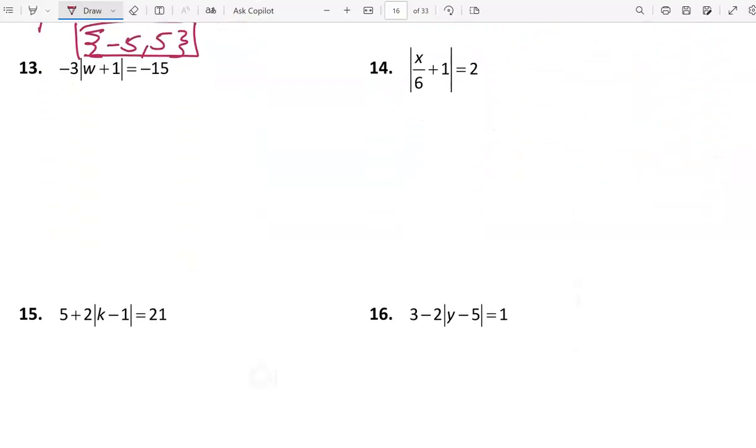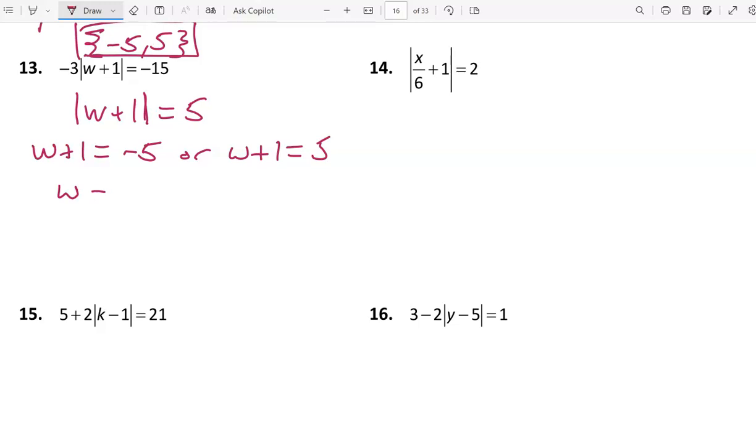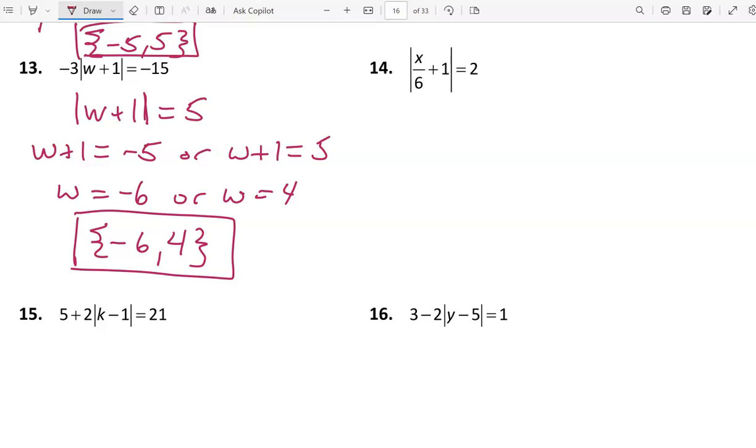All right, let's take a look at number 13. By now, you've realized we need to take care of any operations that are outside of the absolute value first, so we'll divide through by negative 3. The absolute value of w plus 1 is equal to 5. Now undo the absolute value. That means w plus 1 must either equal negative 5 or w plus 1 must equal positive 5. Subtracting 1. And we get two solutions to this absolute value equation.